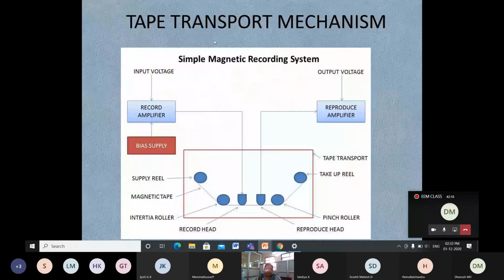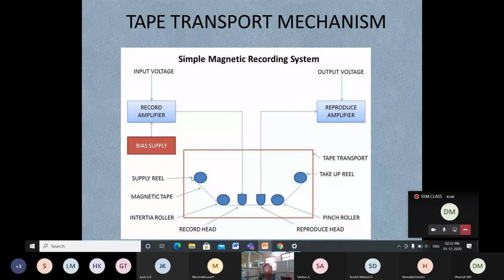Next is a small tape transport mechanism. How is it going to be? The input voltage, whatever input voltage you provide. The record amplifier is used with a supply. The supply is given, and this amplifier is given here. Whether you are going to record a song, a speech, some sounds, or bird sounds, different sounds, that has to be taken here.